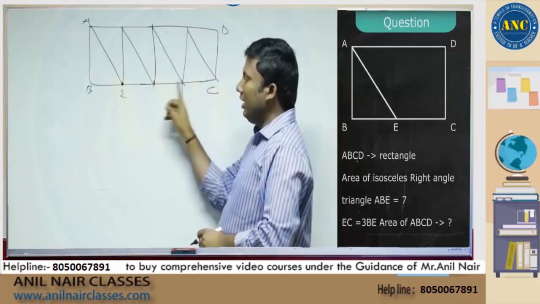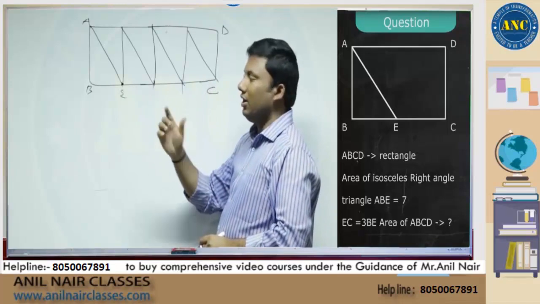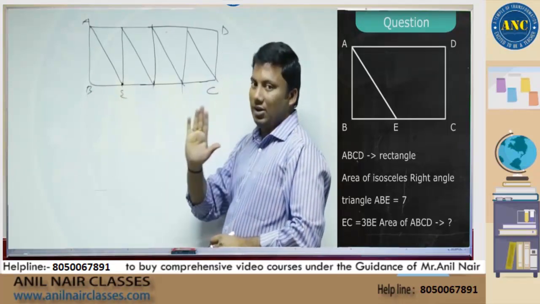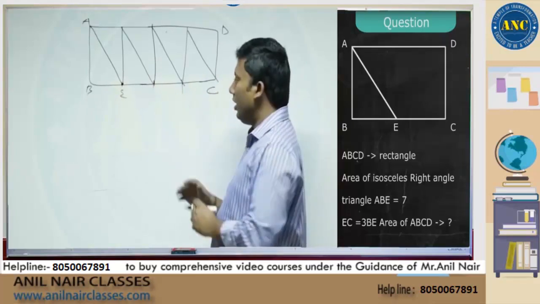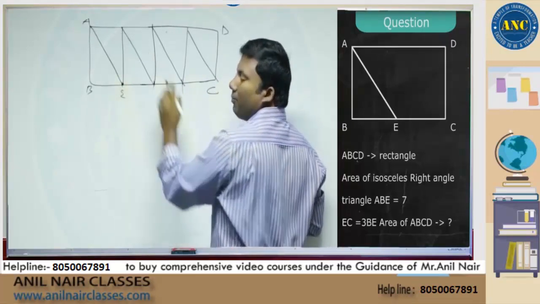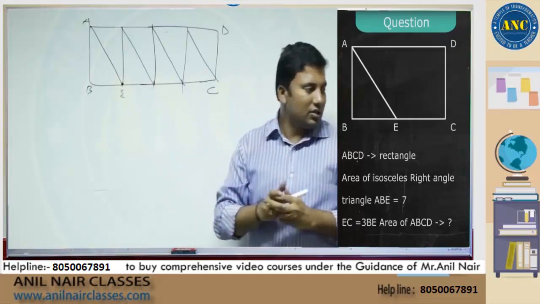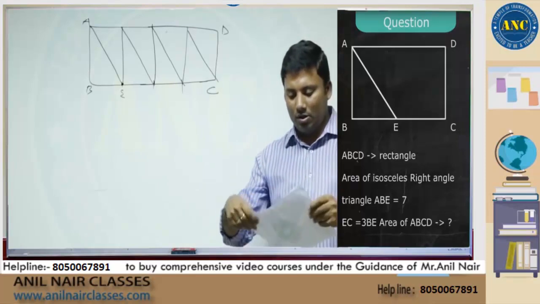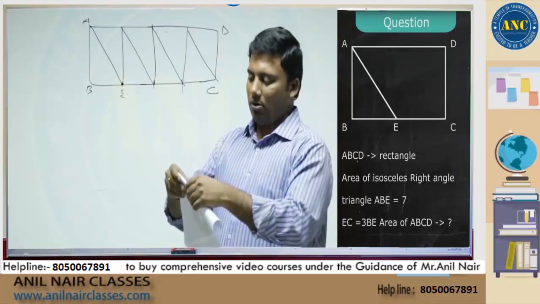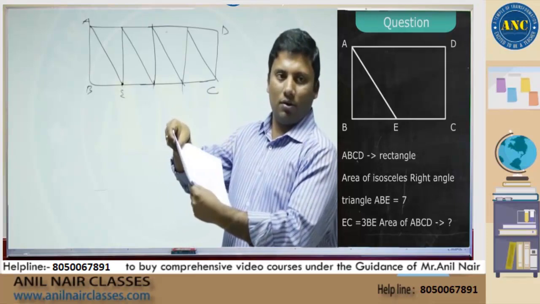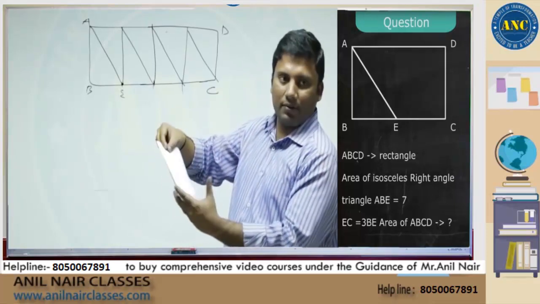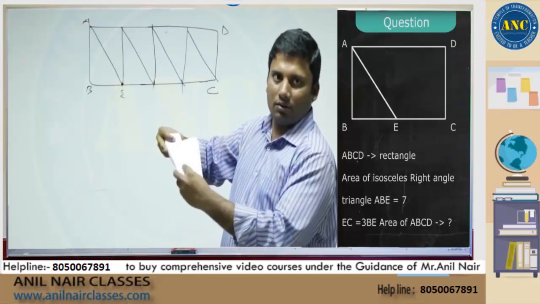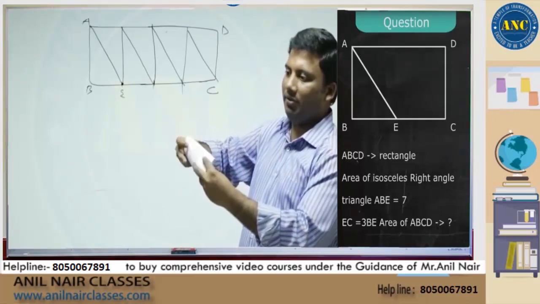Step number 1. EC is 3 times BE. If BE is 1 unit, what is EC? 3 units. 1, 1, 1. At these points, I dropped a perpendicular. Paper folding. Suppose, for example, two pieces. I hope you are able to correlate. Right? Like that I folded.